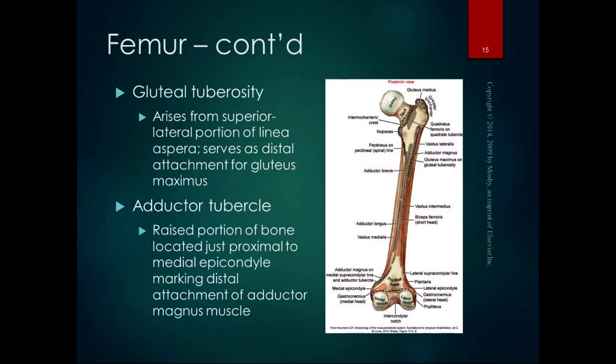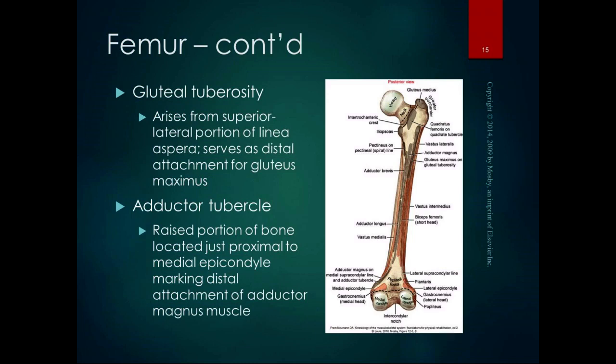The gluteal tuberosity arises from the superior lateral portion of the linea aspera. So if you think of the pectineal line as one leg of the Y, and the gluteal tuberosity as the other leg of the Y, and then the linea aspera as the tail of the Y, you can sort of think of it that way. It's a distal attachment for the gluteus maximus. The gluteus maximus is huge and strong, and so it's going to be big. Big muscles have big bony attachments.